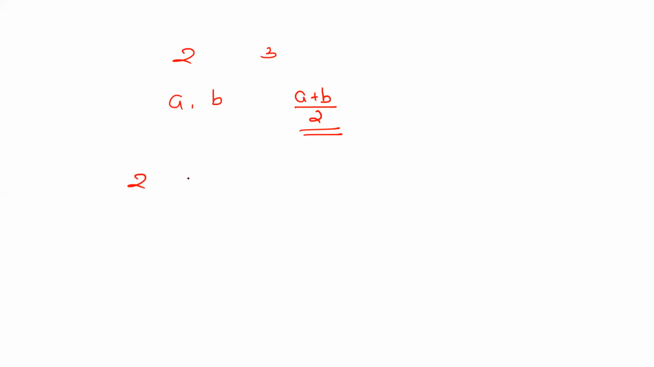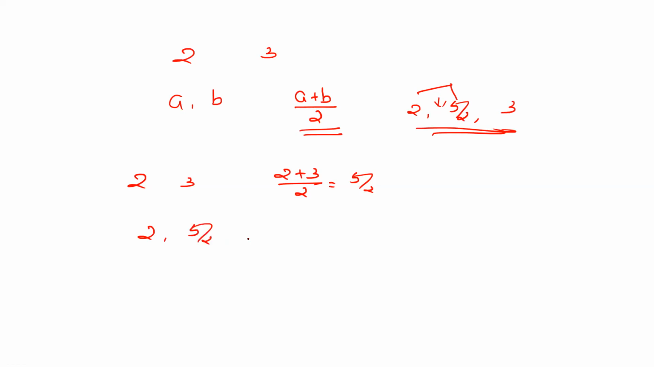Suppose 2 and 3. What is the rational number between 2 and 3? It is (2 plus 3) by 2, which is 5 by 2. So we can say 2, 5 by 2, 3. Now again between 2 and 5 by 2 there are a lot of rational numbers.